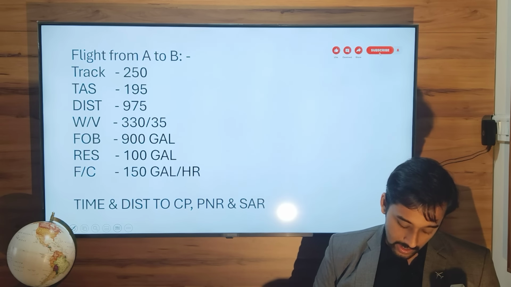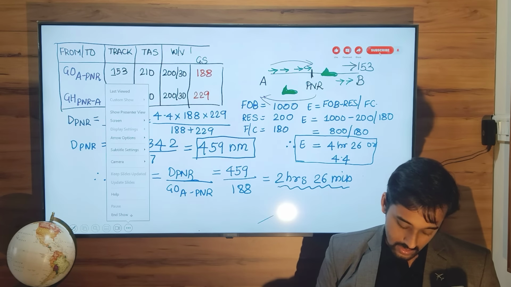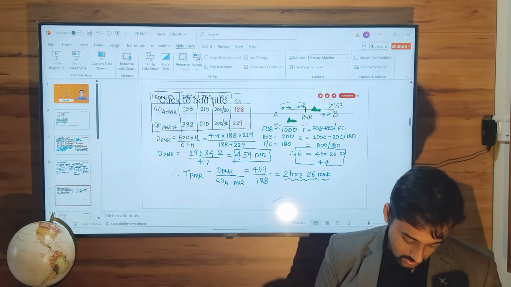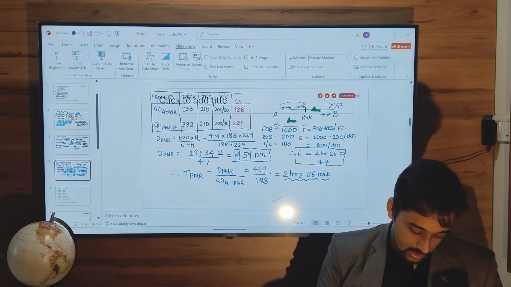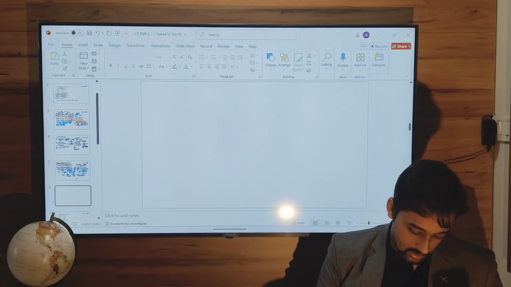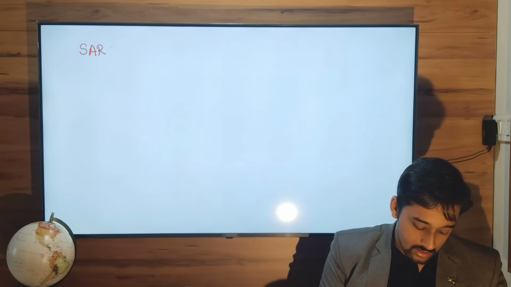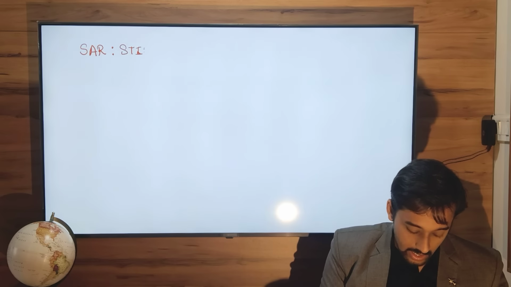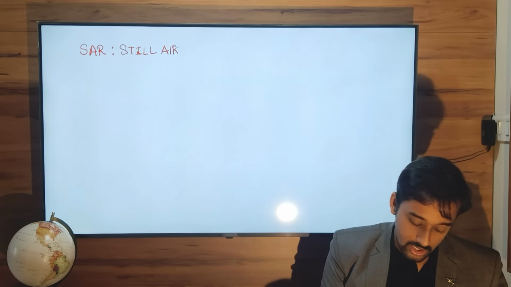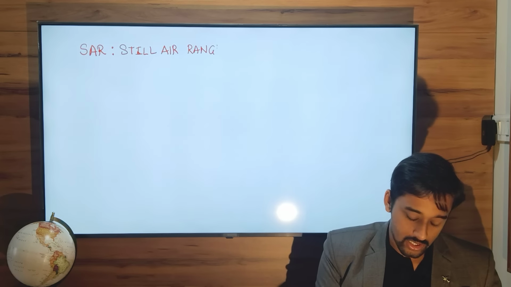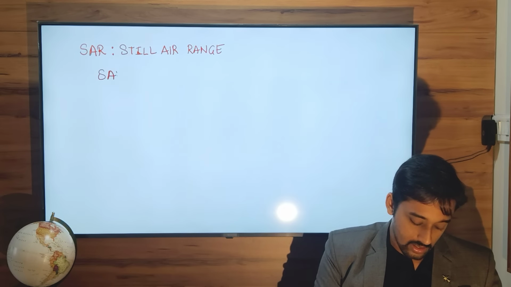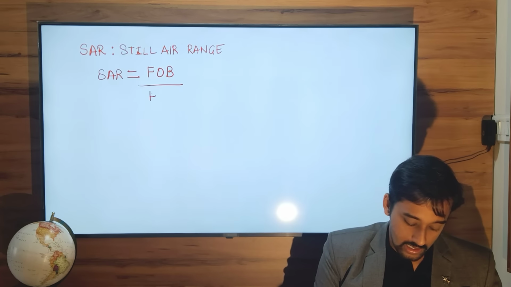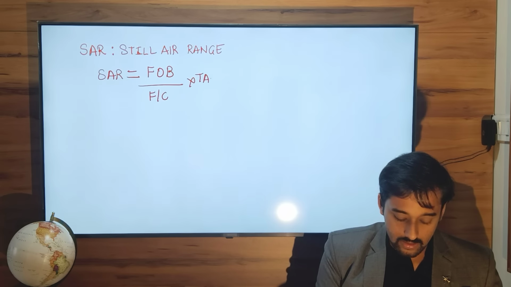Now the next thing we have to find is still air range, SAR. Still air range. The formula for it is fuel on board divided by fuel consumption into TAS.